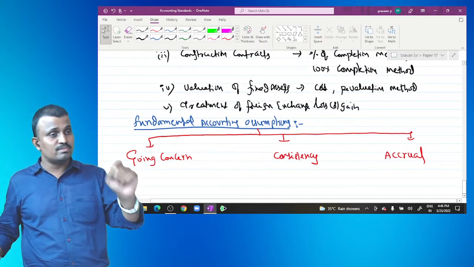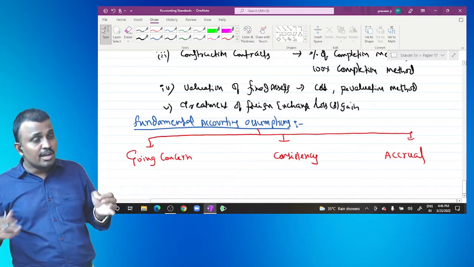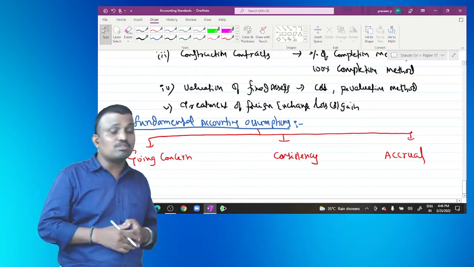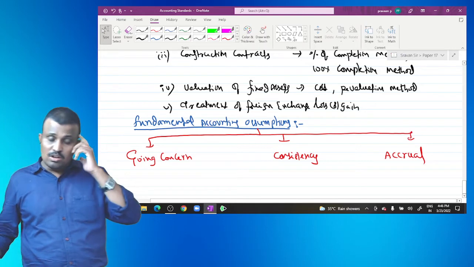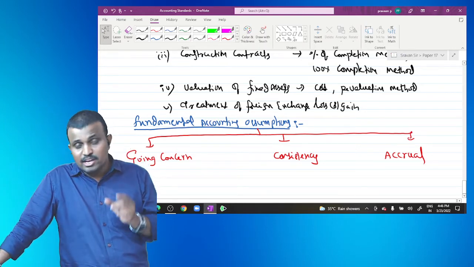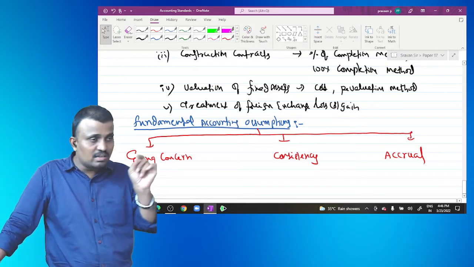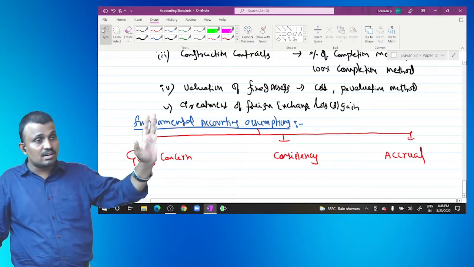But the point is, once you select any accounting policy, you have to follow it consistently year after year. So, for example, you select the FIFO method for valuation of inventory. You need to follow the FIFO method in the current year, in the next year, and in the coming years.